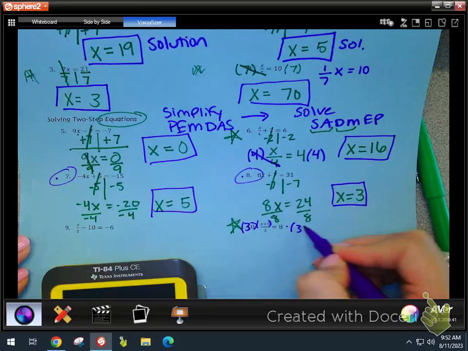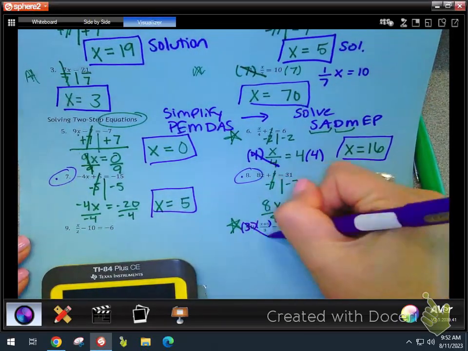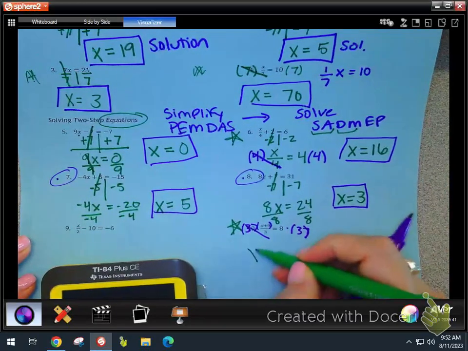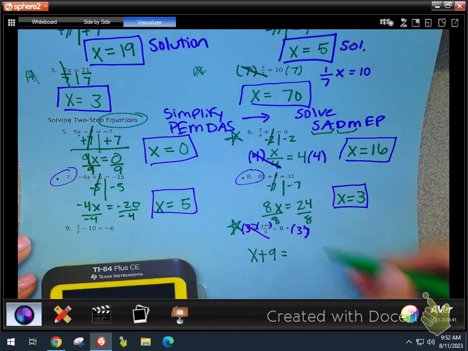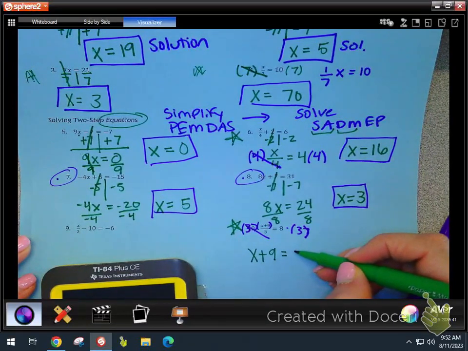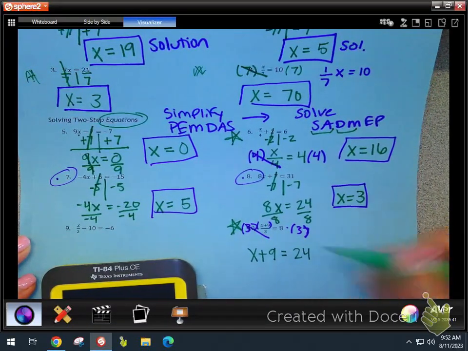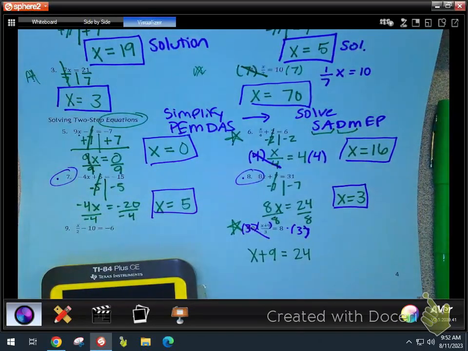Where'd you get 27? Oh, hello. Multiplying by 3, and so this is going to give us x plus 9. 8 times 3 is 24. Oh, I did 9. Oh, I see what you're saying.